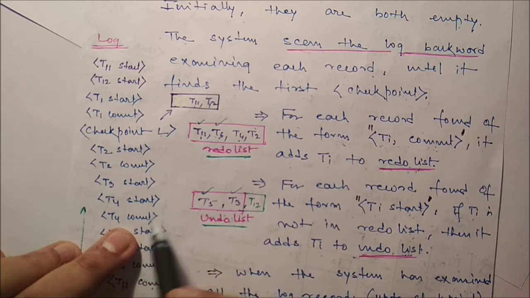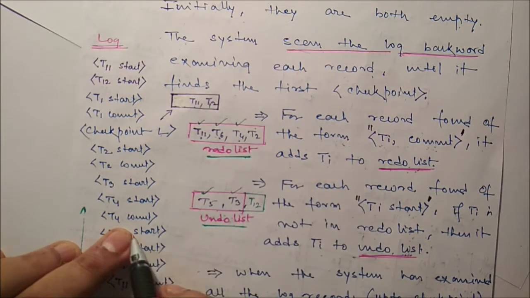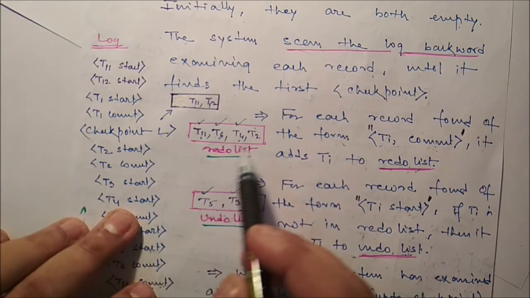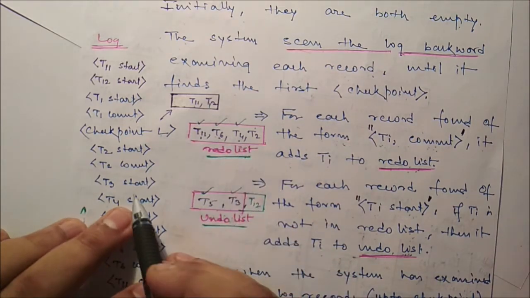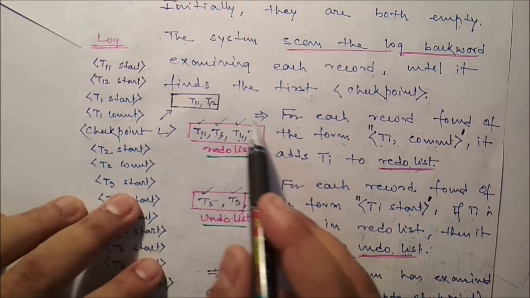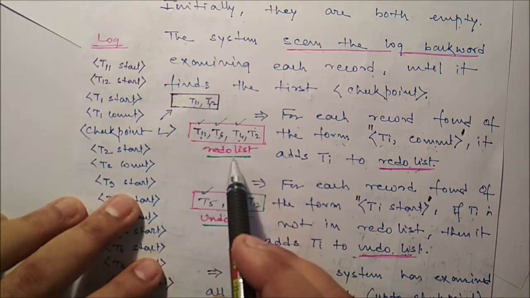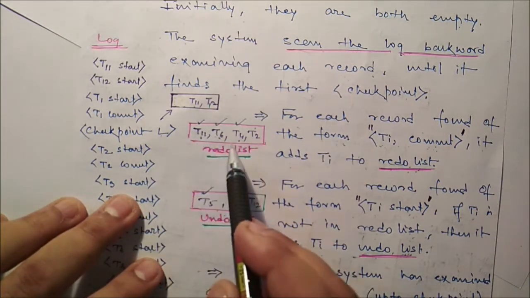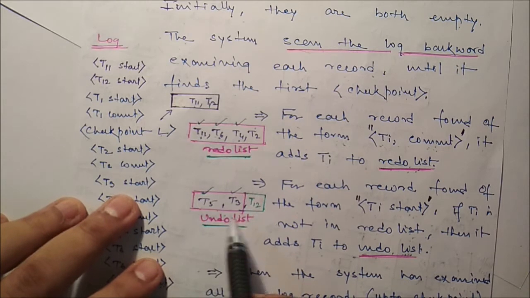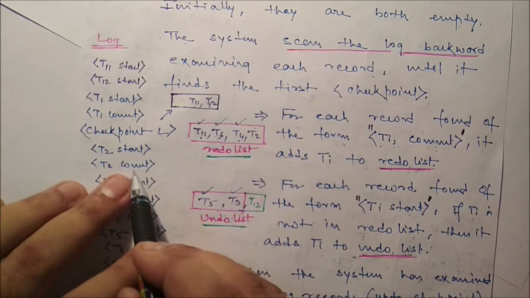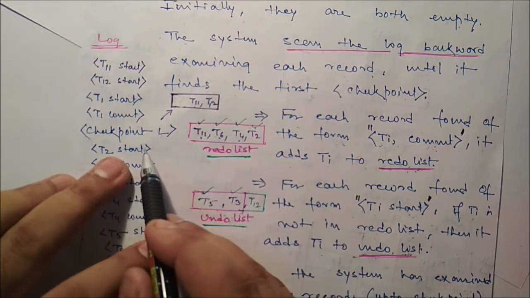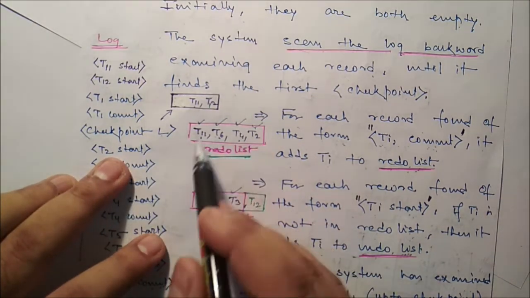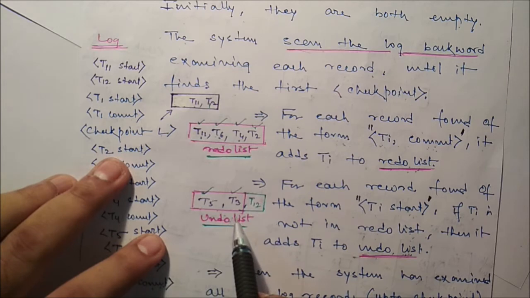Now T4 commit is there, so we have to add it to the redo list. Now T4 start is there, and T4 is already present in the redo list, so we should not add it to the undo list. Now T3 start is there, so we scan the redo list. T3 is not present in the redo list, so we add it to the undo list. Now T2 commit, so we add T2 to the redo list. And T2 start, so T2 is already present in the redo list, and we should not add it to the undo list.